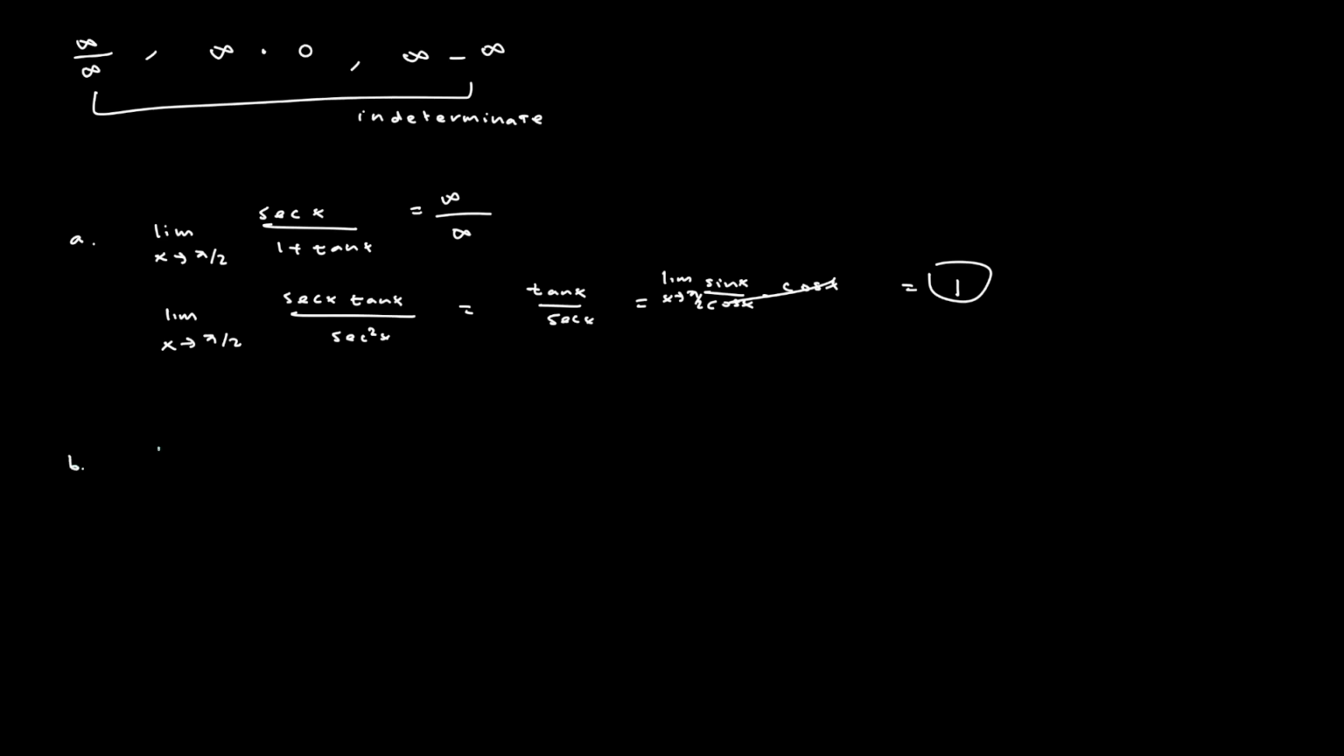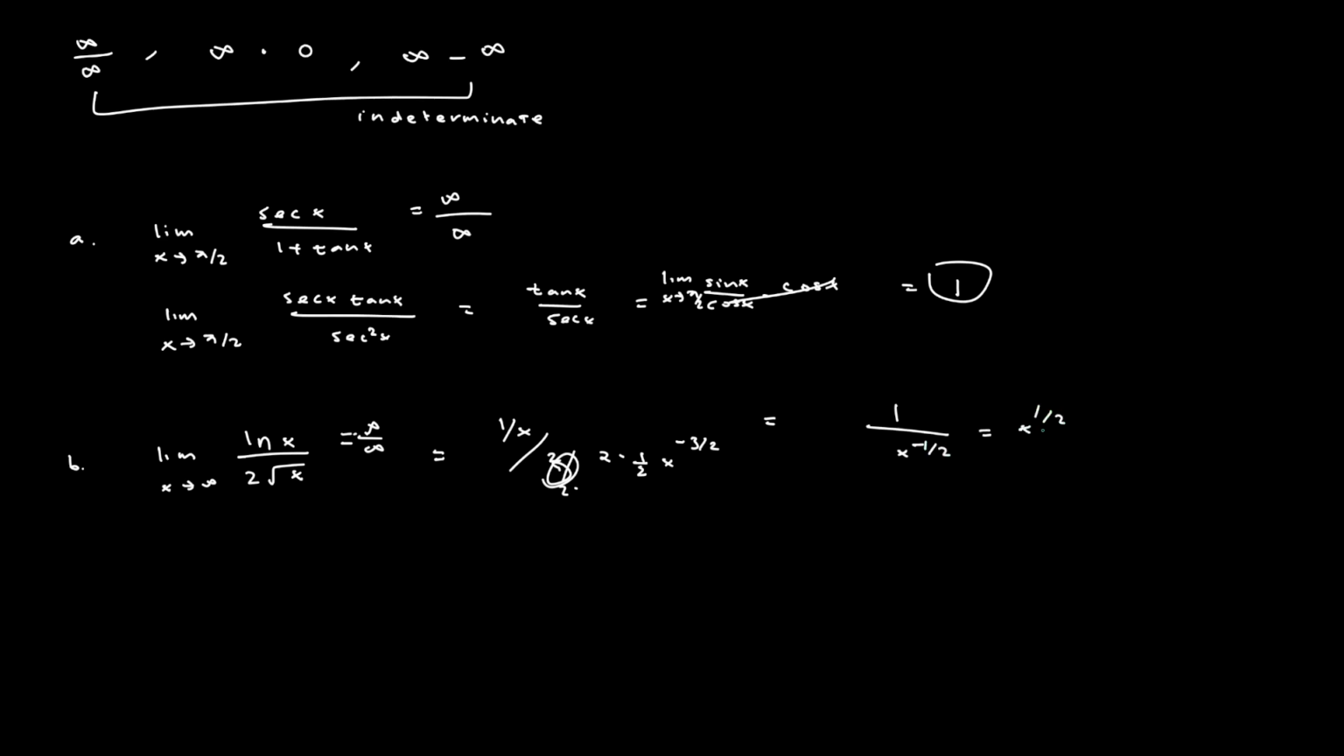Limit as x tends to infinity of the natural log of x divided by 2 times square root of x. And we know just by analyzing the end behavior of these functions, we get infinity over infinity. So I'll find the derivative of the numerator, which is 1 over x. Derivative of the denominator is 2 times 1/2 times x to the power of negative 1/2.